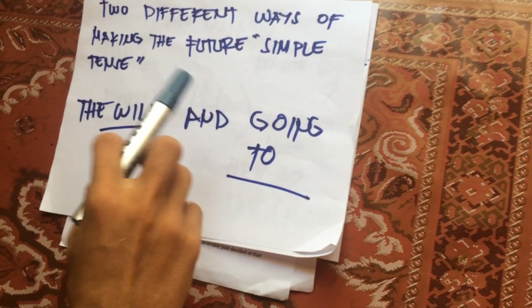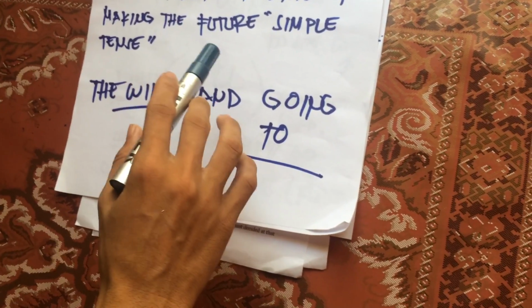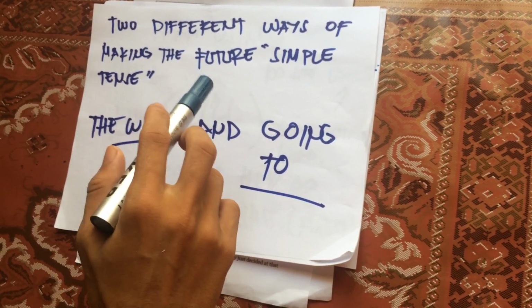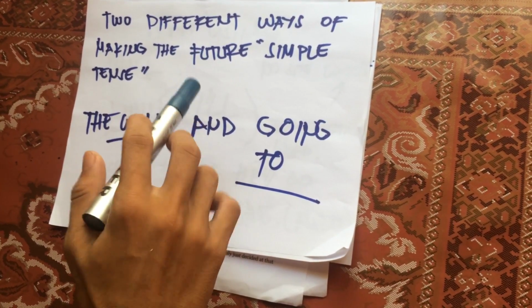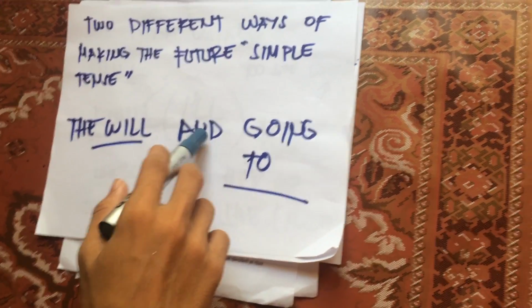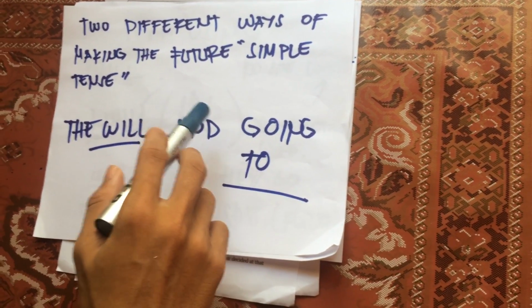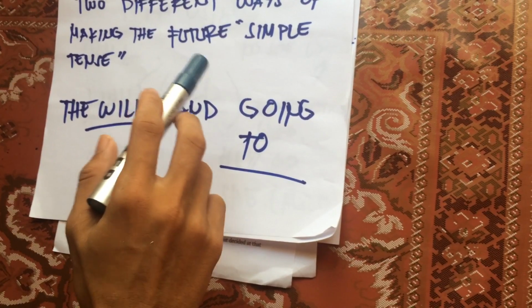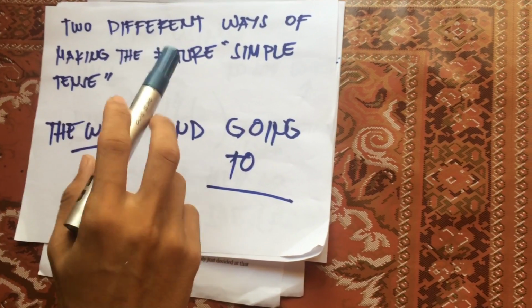For example, if the phone is ringing, you will say, I'll get it. That means you just decided that you will in the future answer the phone. You didn't plan it. You just heard the phone ringing and decided in the moment that you will get it. So you can say, I will get it, or I'll get it.